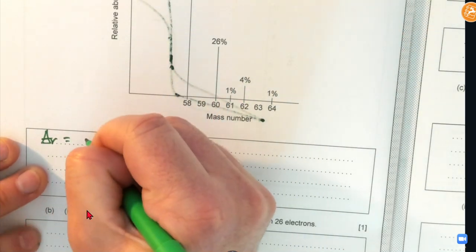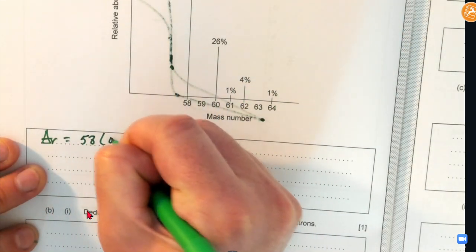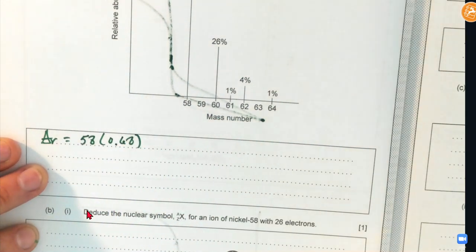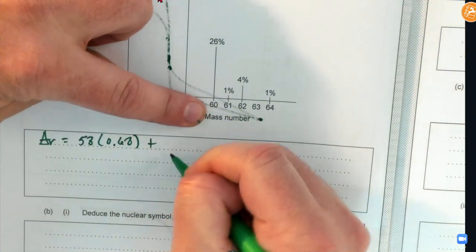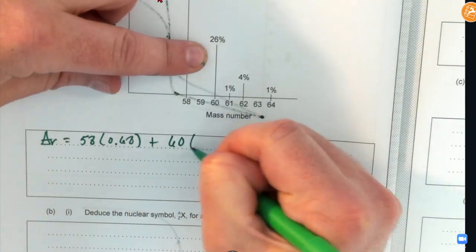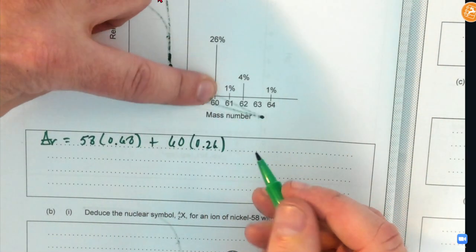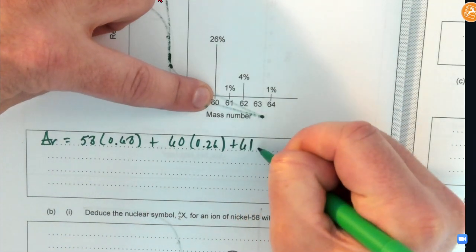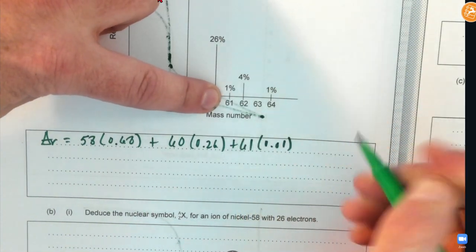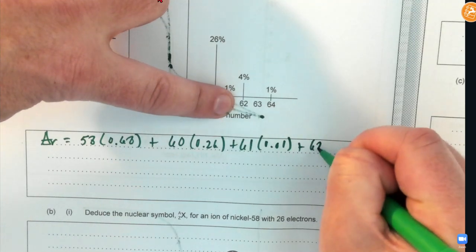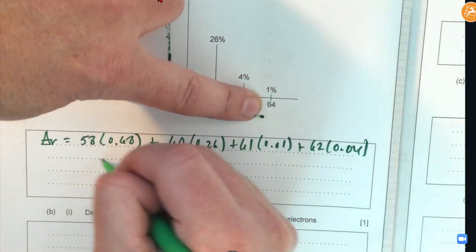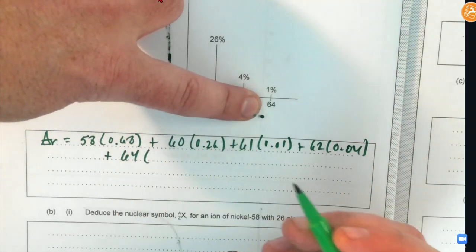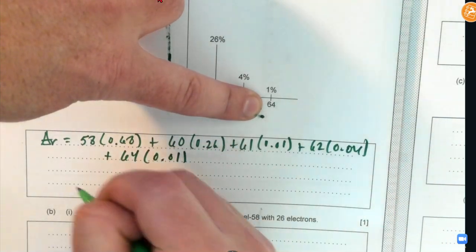So the first one is mass number 58. Abundance is 0.68. Plus the next one, which is 60, times its abundance, which is 26% or 0.26. Plus the next one, which is 61, times its abundance, which is 0.01. Plus the next one, which is 62, times its abundance, which will be 0.04. Plus the last one, which is 64, times its abundance, which is 0.01.